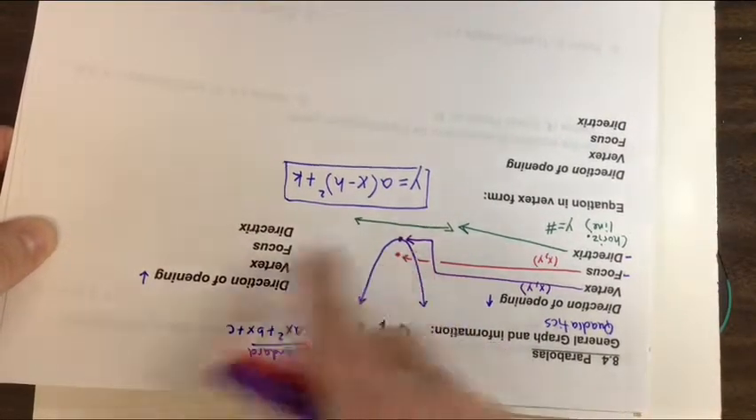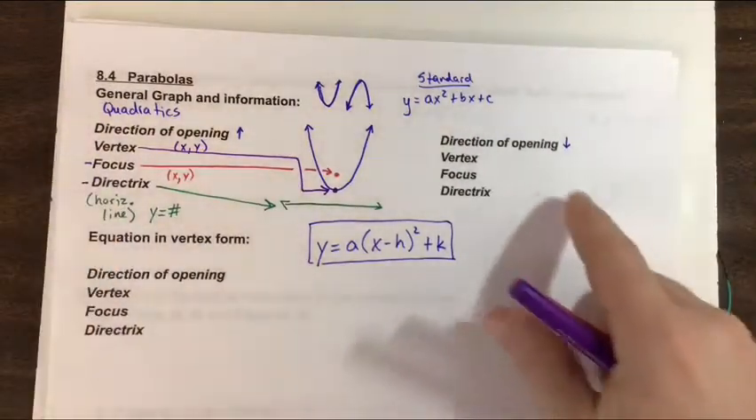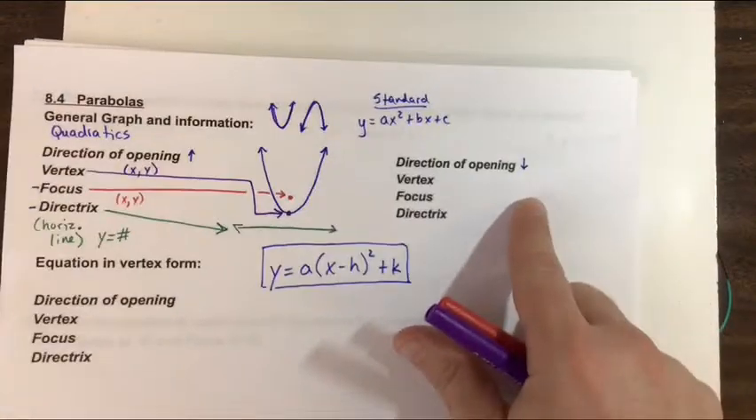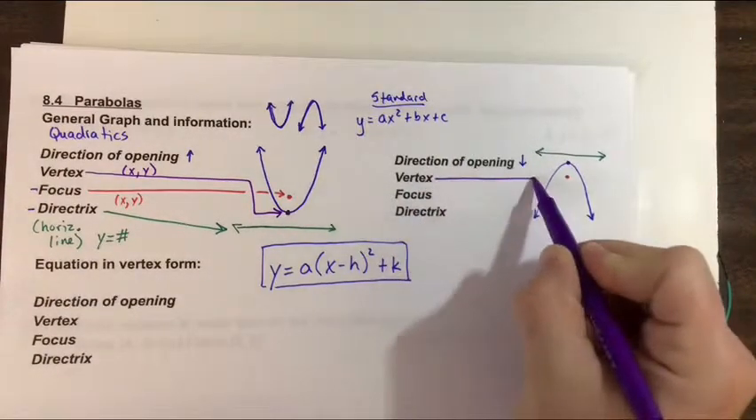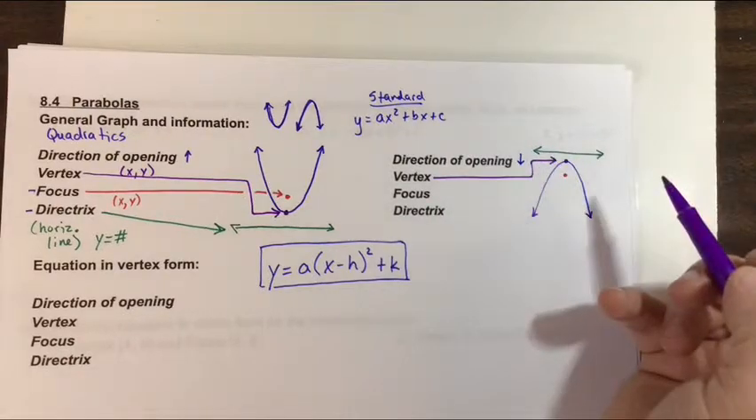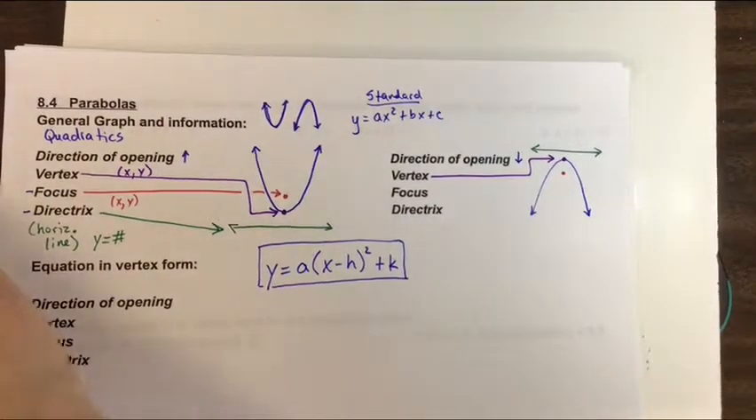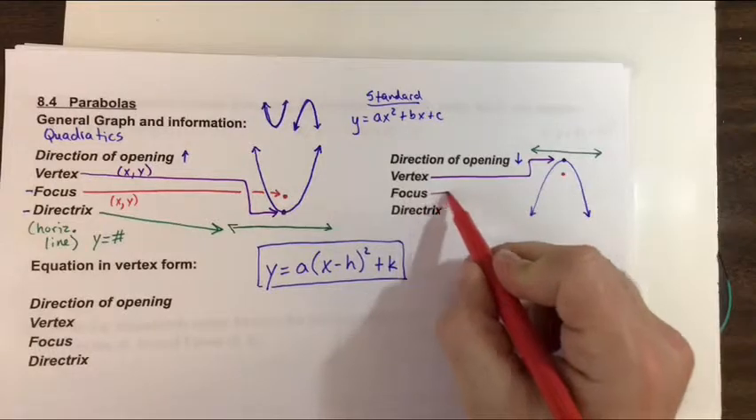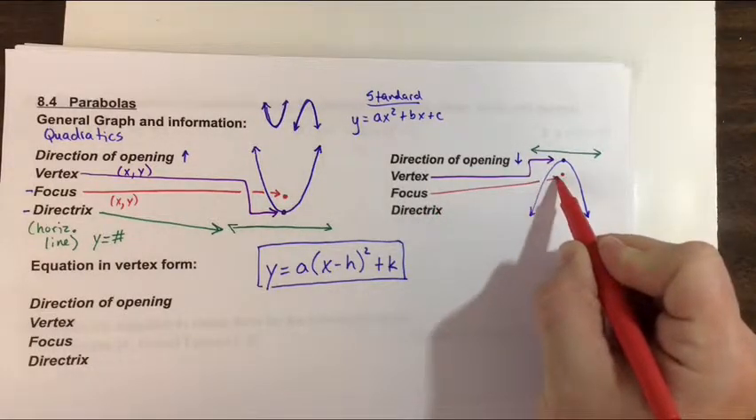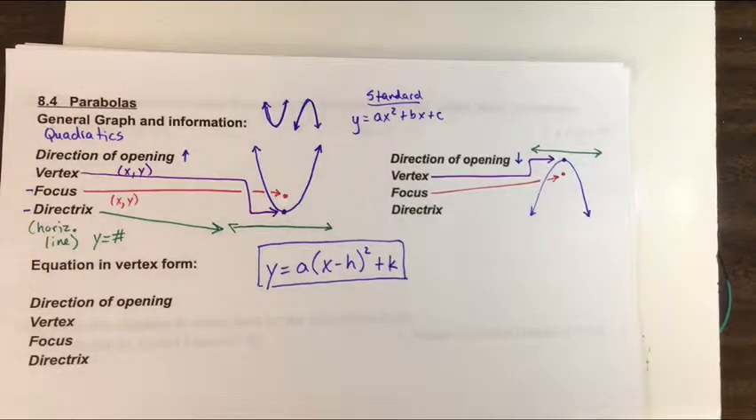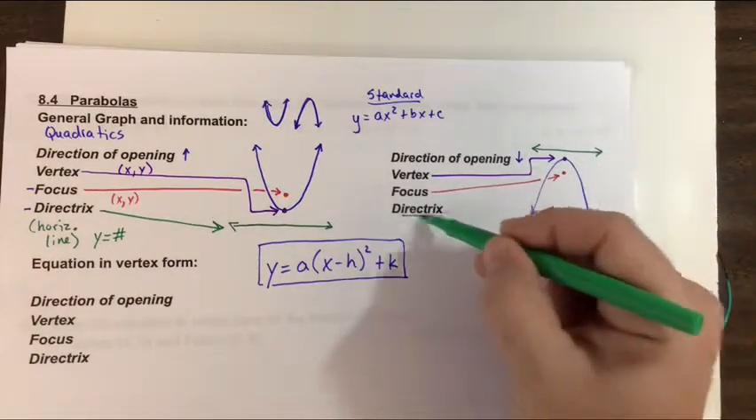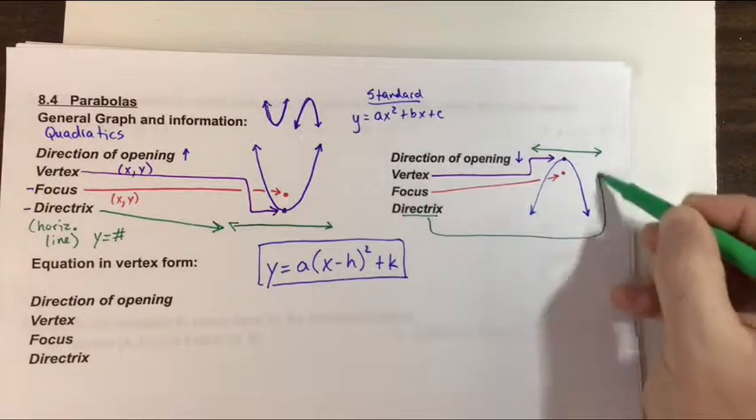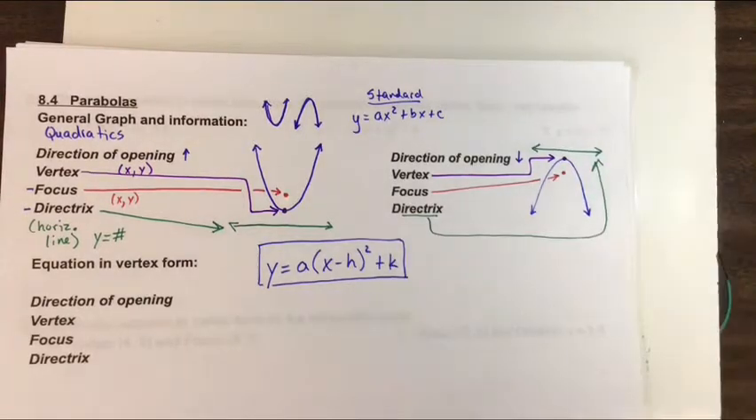down. So I'm actually going to redo this over on this side. Okay, and so when we have a parabola that opens down, it's going to look like this. Okay, we're on our parabola. This is our vertex. This is our focus. And then our directrix is now above the parabola.